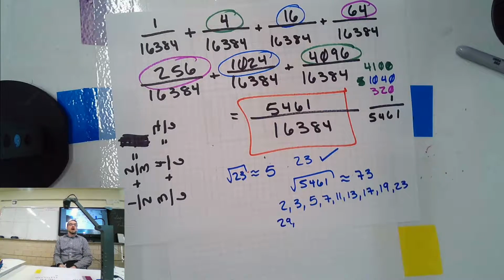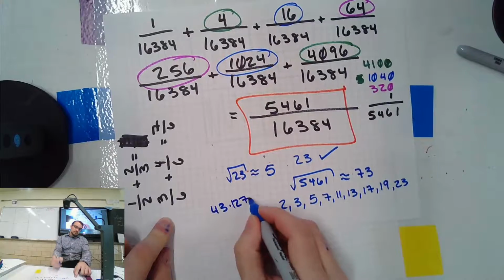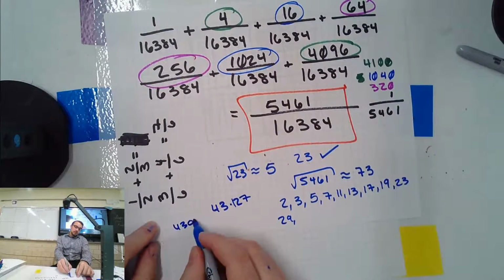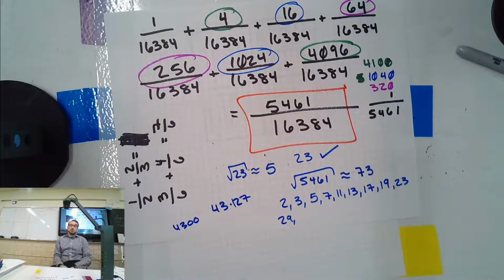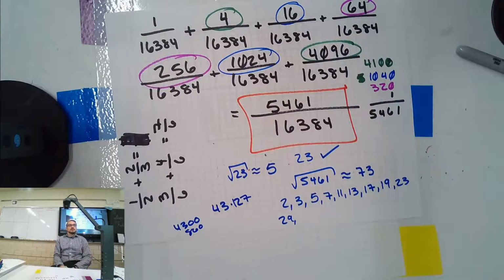Oh, yeah. What is it? 43 goes into it. Yeah. How many times? 127. 100. 43 times 100 is 4,300, right? And then we've got 43 times 20 is 860. Oh my god. 43 times 7. 231.